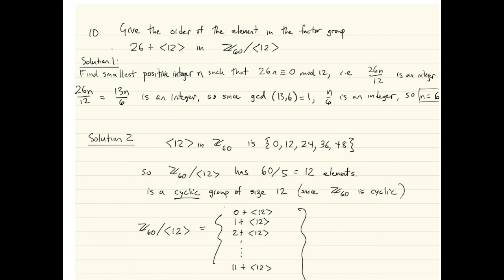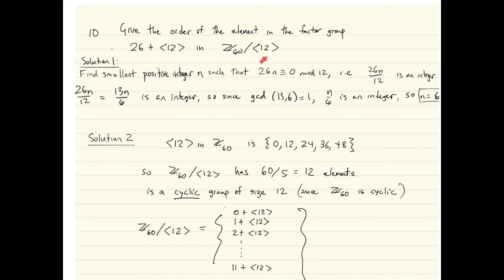Problem 10 says, give the order of the element 26 plus the subgroup generated by 12 in the factor group Z60 mod the subgroup generated by 12. So I'll give two solutions. The first one is a bit simpler. What we're trying to figure out is how many times do we need to add 26 to itself to land in the 0 of this group. That's what order means, order of an element. How many times do you have to add, or if you're talking multiplicatively, multiply an element with itself, to get back to the identity element?